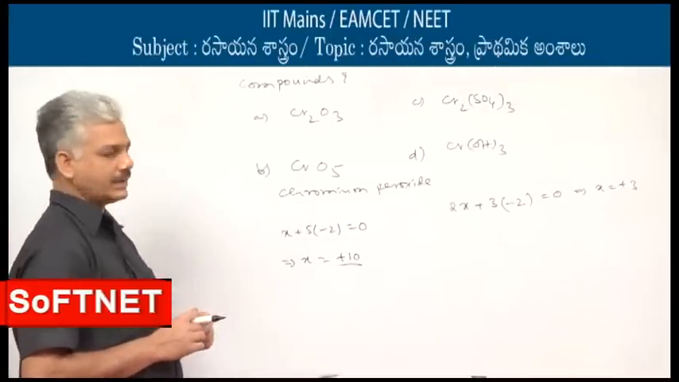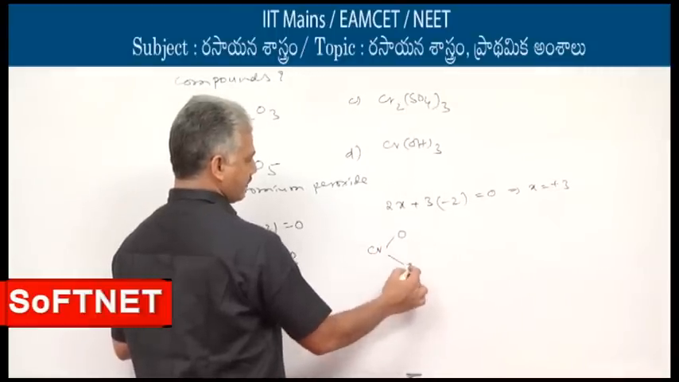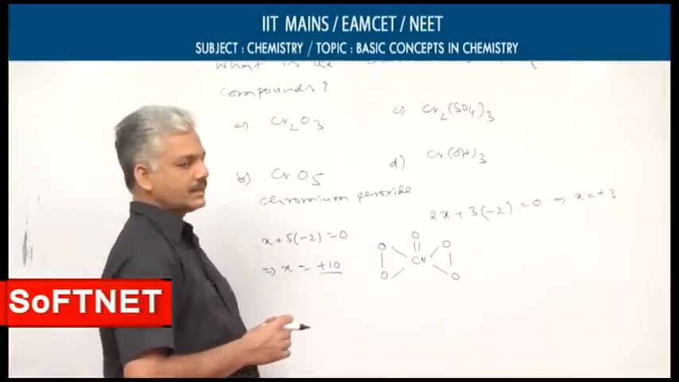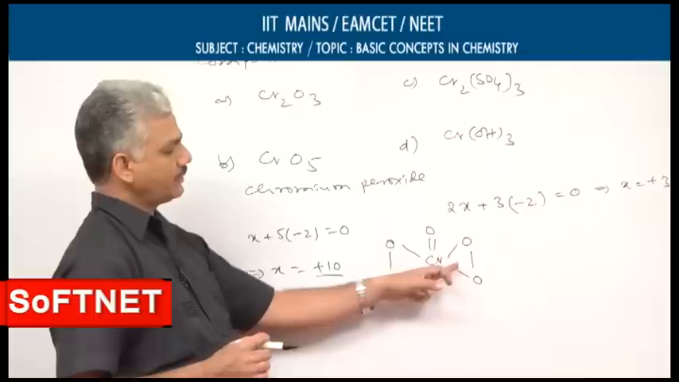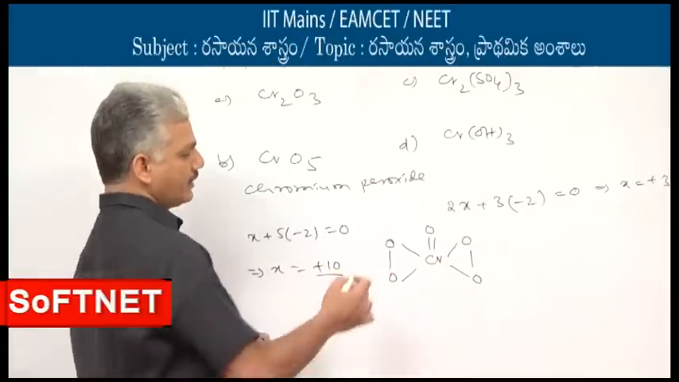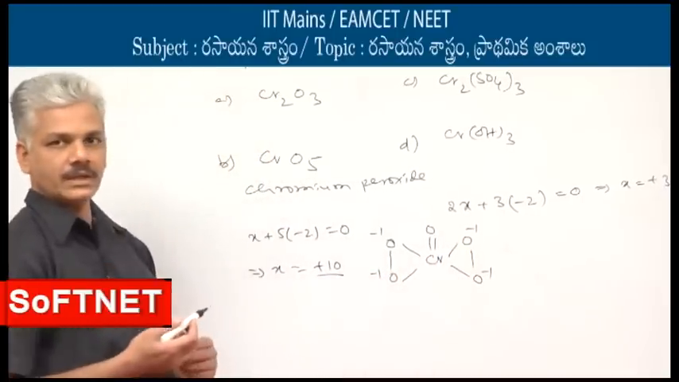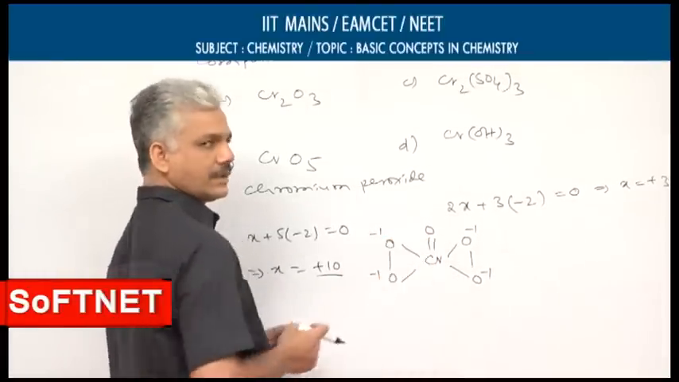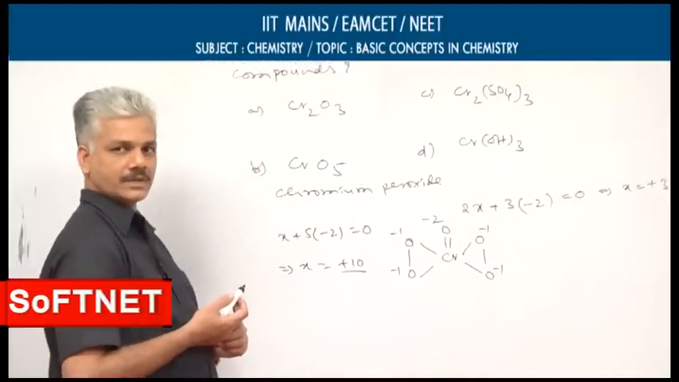In chromium peroxide, the structure, if you look at it, is known as a butterfly structure. Looks like this. In this, the oxygen link is called a peroxy bond. So, two such peroxy bonds are present in this compound, chromium peroxide. So, the oxidation state for oxygen atoms involved in a peroxy bond has to be taken as equal to minus 1. Only this oxygen is connected with chromium in a normal manner. So, its oxidation state value has to be minus 2.